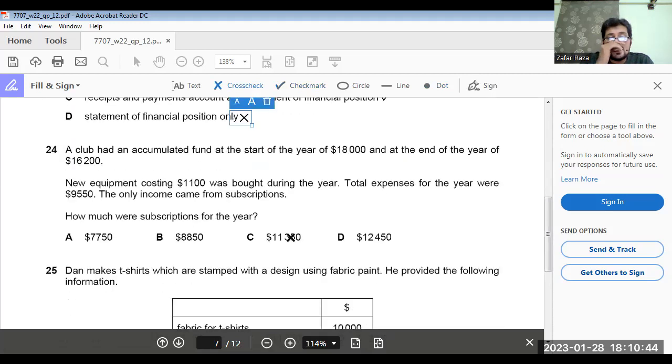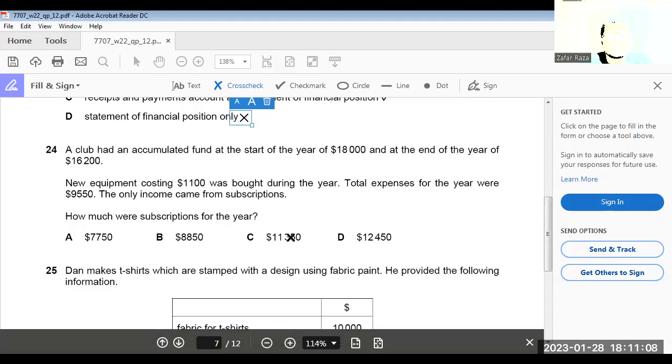Okay. A club had an accumulated fund at the start of the year of 18,000, and at the end of the year 16,200. New equipment costing 1,100 was bought during the year. Total expenses for the year were 9,550. The only income came from the subscription. How much was the subscription for the year?